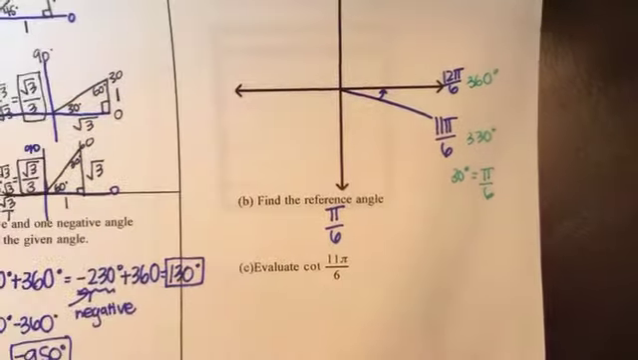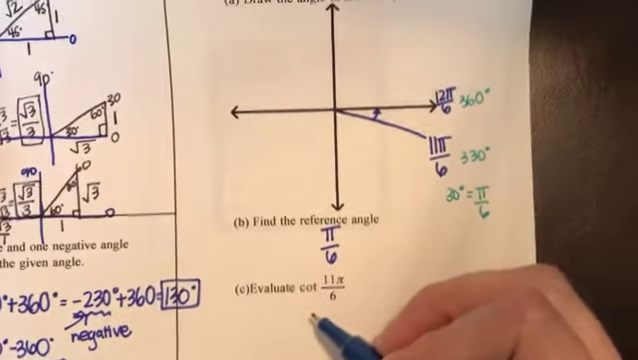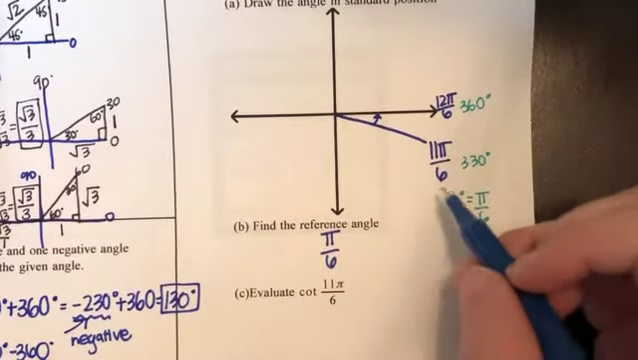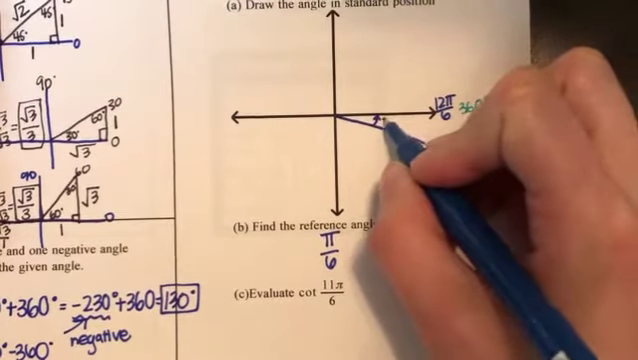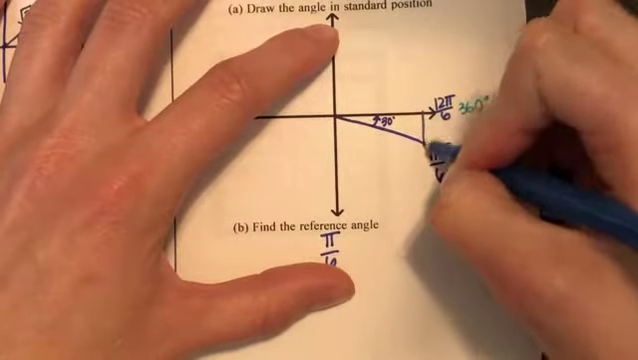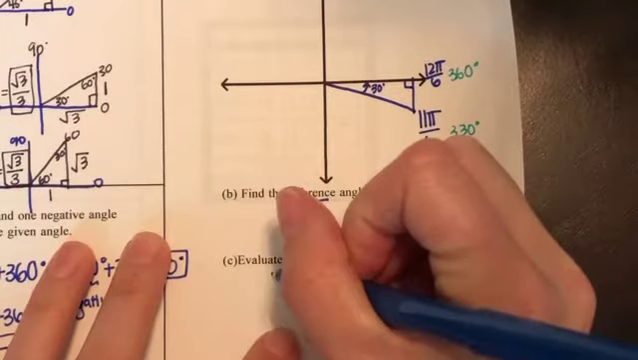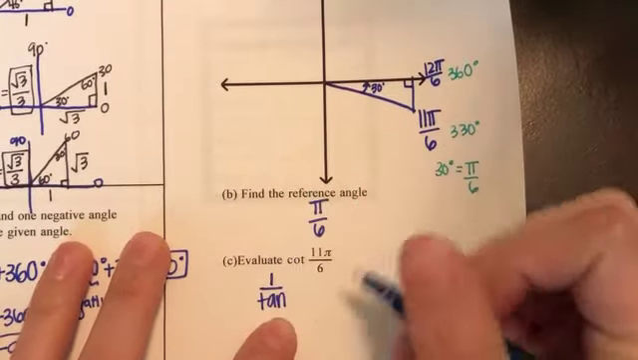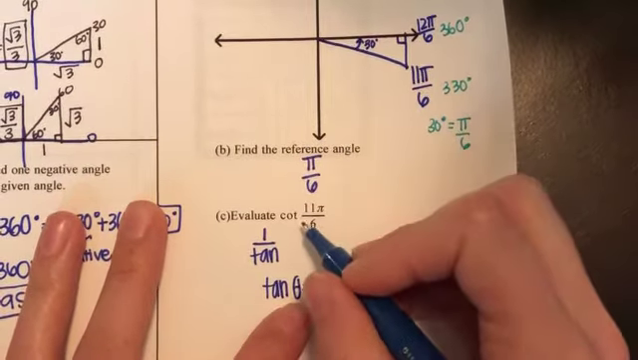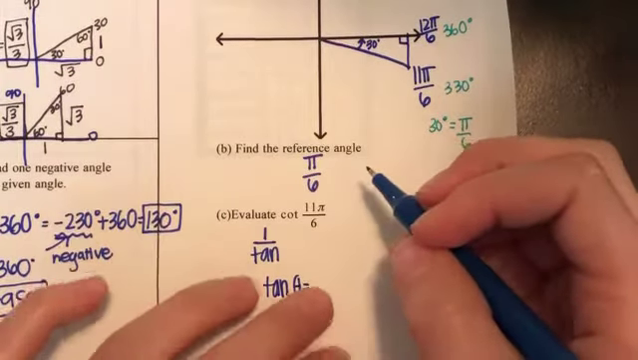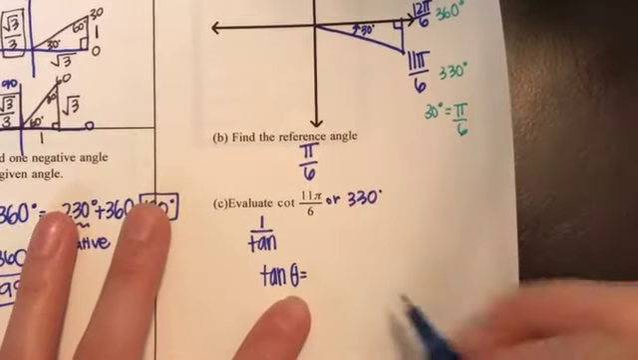Okay, part C, we're going to evaluate cotangent of 11 pi over 6. So what we're going to do is write in the reference angle. I think it is helpful if you write in the reference angle in degrees. So it's a 30-degree reference angle, and then you draw your triangle. They want us to find cotangent, so I'm going to remember that that's 1 over tangent. So you're going to find tangent of the reference angle, and then you're going to do the reciprocal. So we're finding cotangent of 11 pi over 6, or 330 degrees.